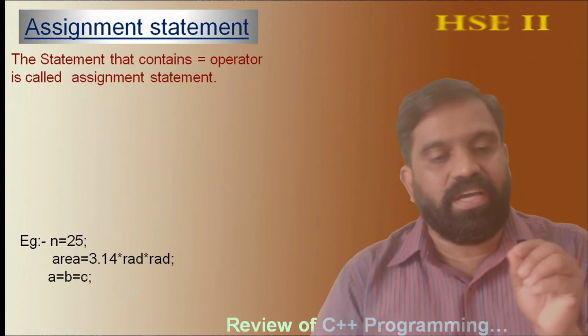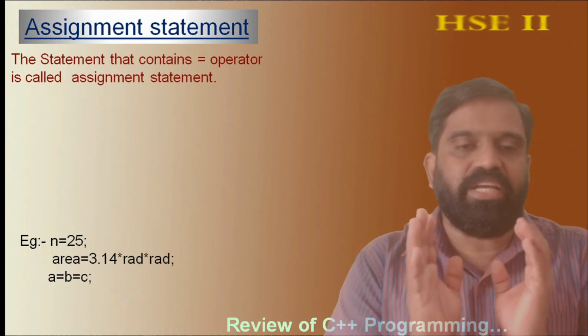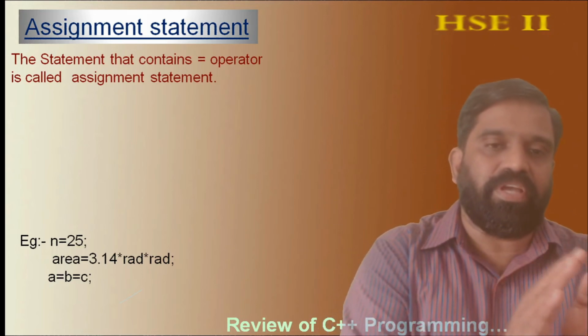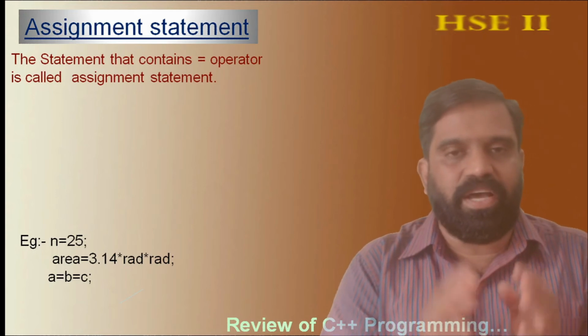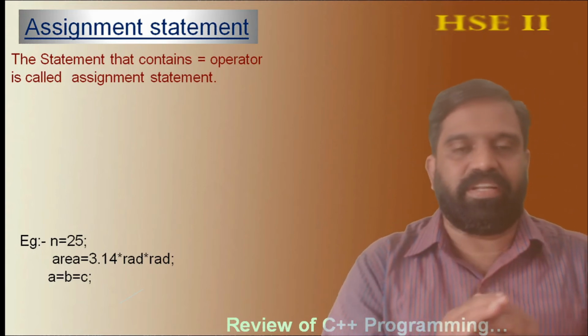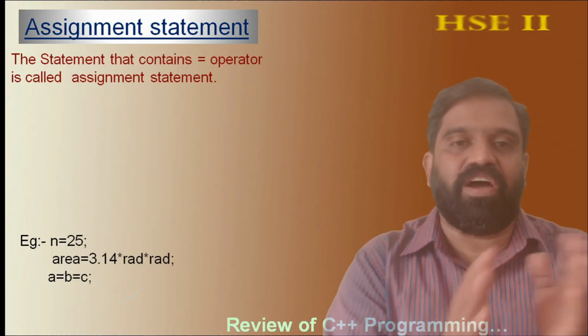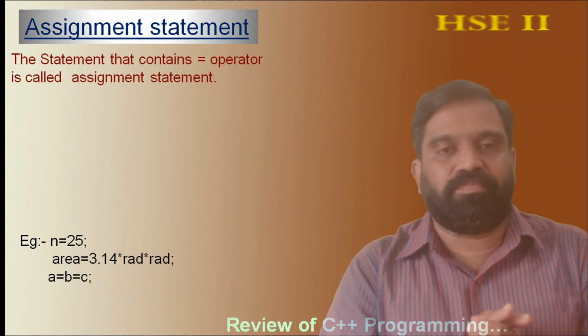Example, n is equal to 25. So actually we are assigning 25 to n. n is a variable and 25 is a constant. 25 will be stored in n. Now n has the value 25. So we can assign a single value to a variable.